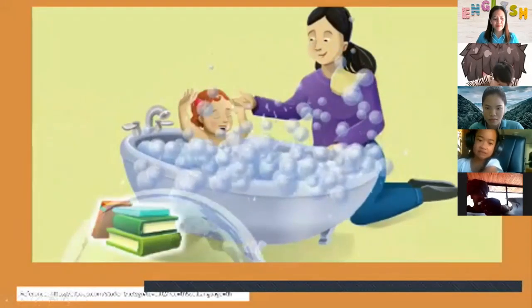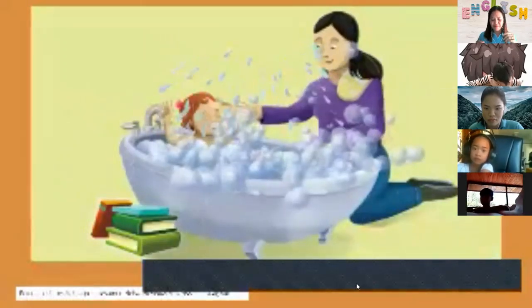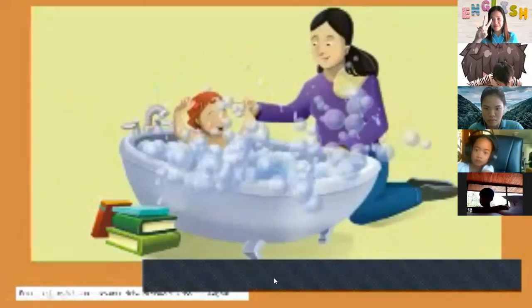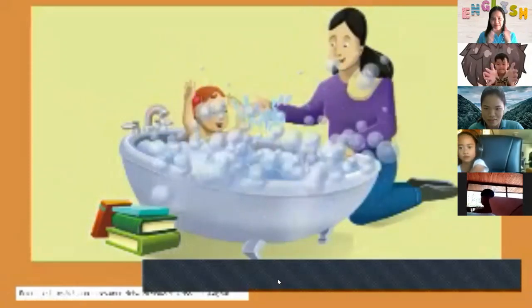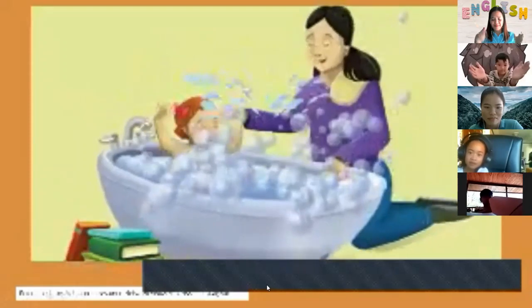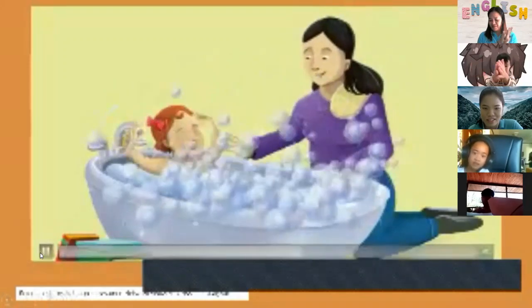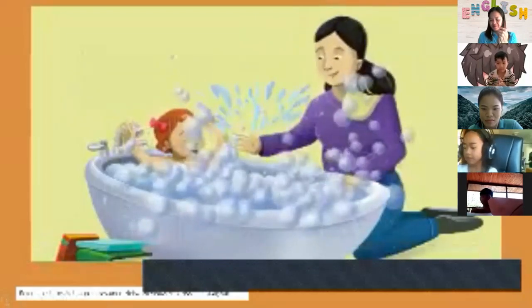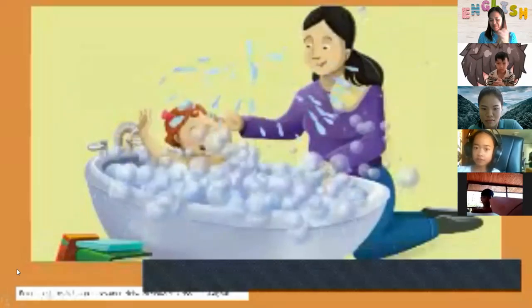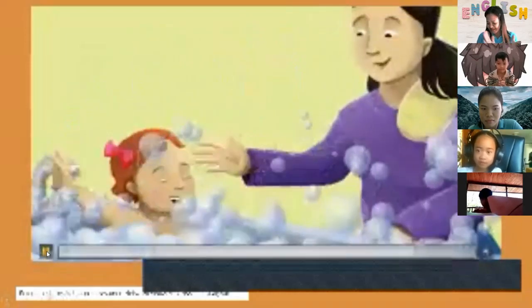Are there books in the bathtub? No, there aren't. Are there books in the sink? No, there aren't. Are there books in the refrigerator? No, there aren't. Oh, no. Is there a bird on the bed? Yes, there is. Is there a spider on the sofa? Yes, there is. Is there a baby in the bathtub? Yes, there is.